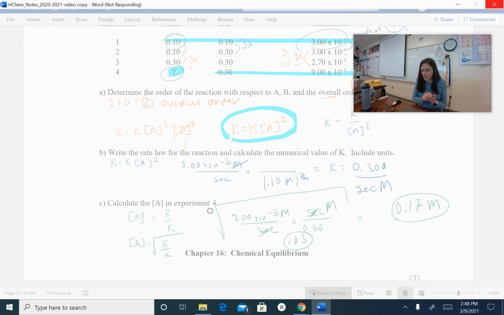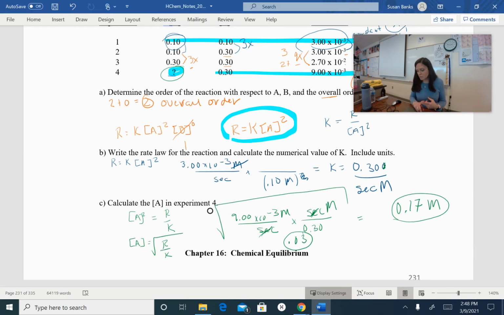Okay, so that is how we use rate law to determine order of rate law, determine rates by plugging things back in.